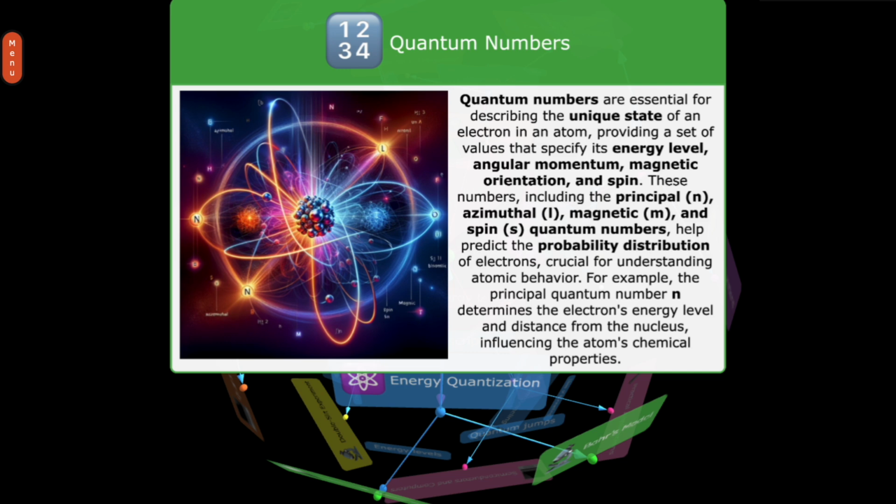Quantum numbers are essential for describing the unique state of an electron in an atom, providing a set of values that specify its energy level, angular momentum, magnetic orientation, and spin. These numbers, including the principal n, azimuthal l, magnetic m, and spin s quantum numbers, help predict the probability distribution of electrons, crucial for understanding atomic behavior. For example, the principal quantum number n determines the electron's energy level and distance from the nucleus, influencing the atom's chemical properties.